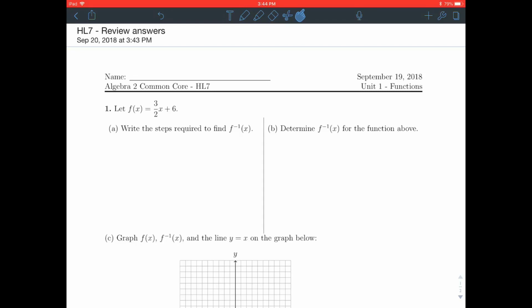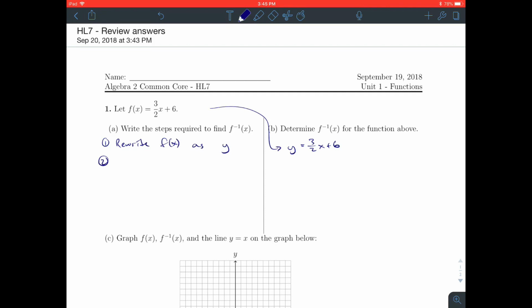Let's do homework number 7. So let f of x equal 3 over 2x plus 6. Write the steps required to find f inverse of x. Step 1, when we're finding the inverse of a function, is to rewrite f of x as y. I'm going to do the steps off to the right as we write each one of them. So our function is going to become y equals 3 over 2x plus 6.